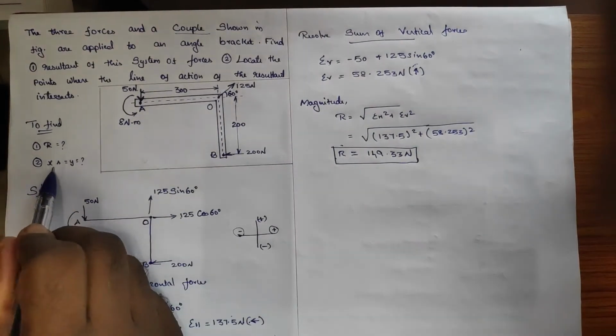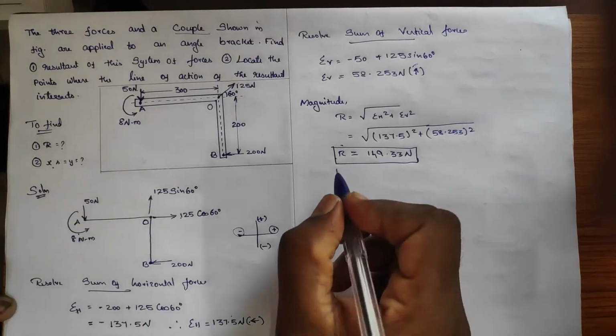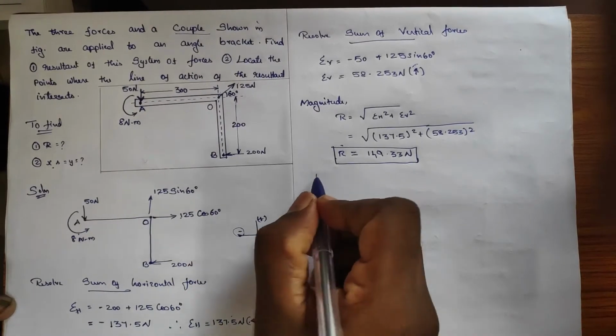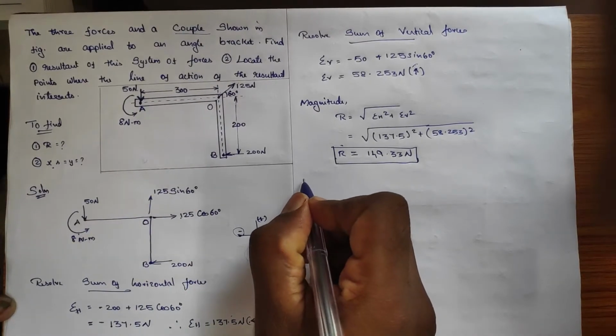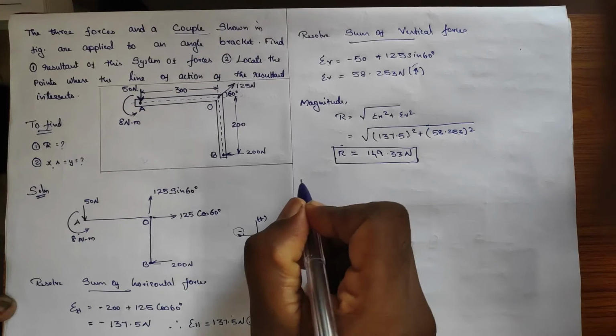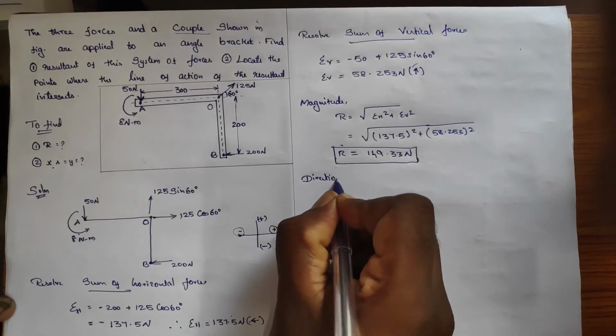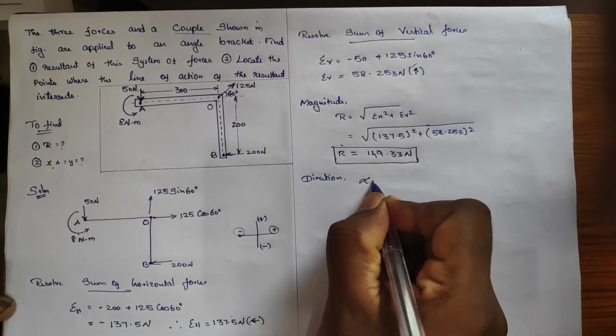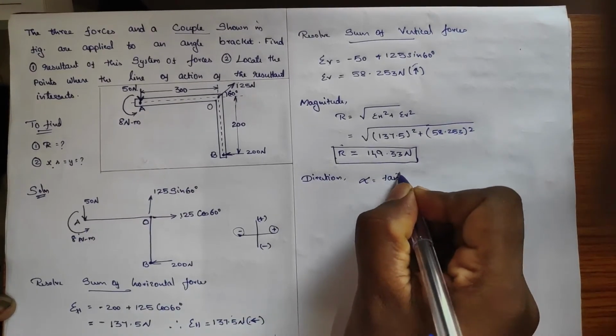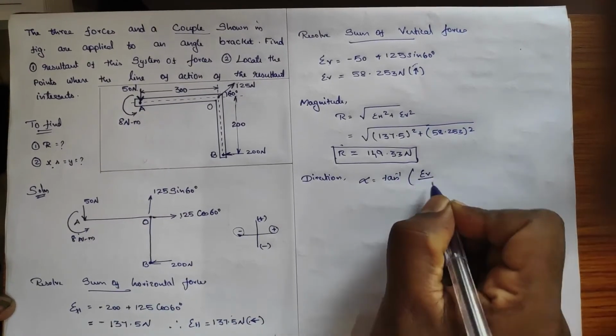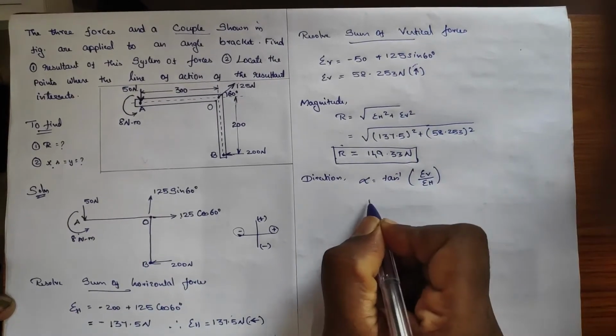So we need to find the location. In order to position it, definitely we need the direction of the resultant. So we can find the direction of the resultant, alpha. That formula is tan inverse of summation of V divided by summation of H. This is known for us.